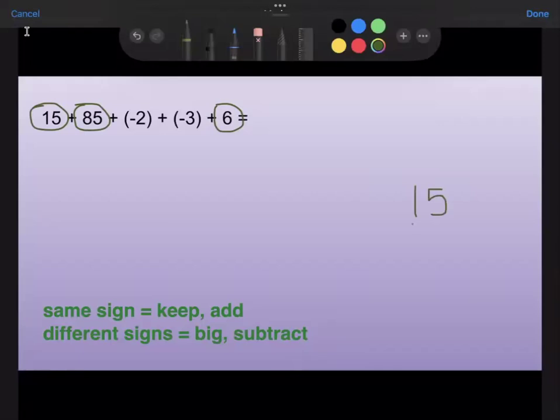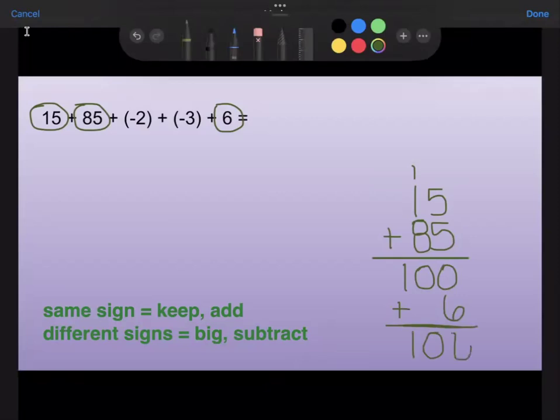15 plus 85. Now most of you might be going, no, you have to put the 85 on top, it's bigger. That's fine, I could do that, but when we're adding, it doesn't really matter. 5 plus 5 is 10. And then 1 plus 1 plus 8 is another 10. So we end up with 100. Then if you add the 6 to that, that's 106. So all the positive numbers equal 106 when you put them together.